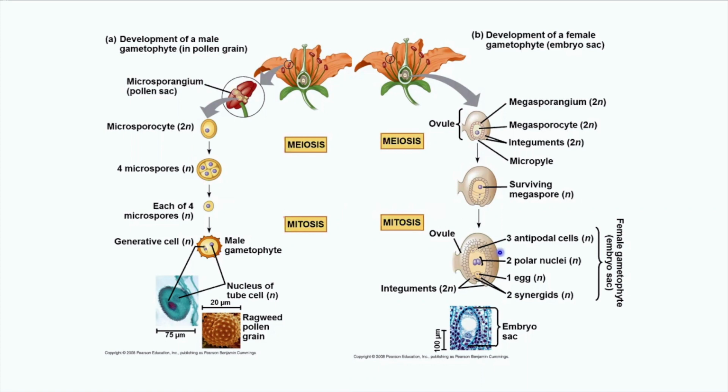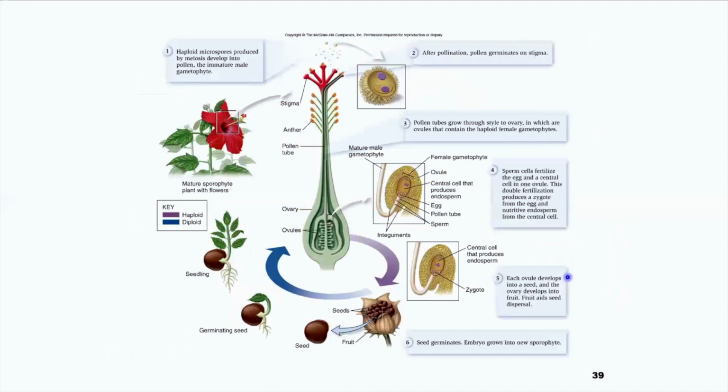Whenever we think about double fertilization, what's going to be important is our egg cell, which is right there, and these 2 polar nuclei. Those are the cells that are going to be involved in making the double fertilization event happen. So here we can see an initial diagram of what's happening.